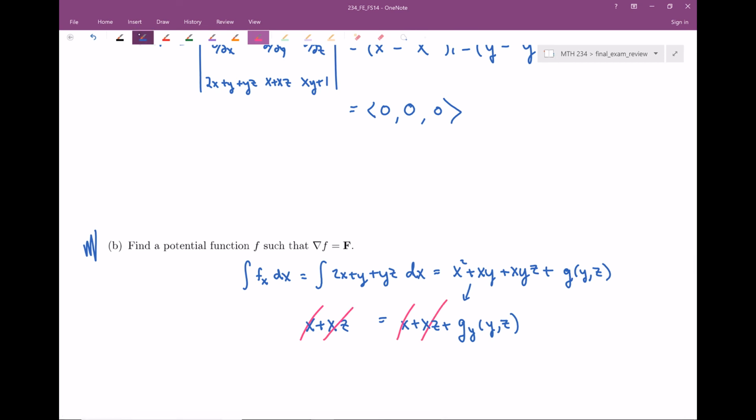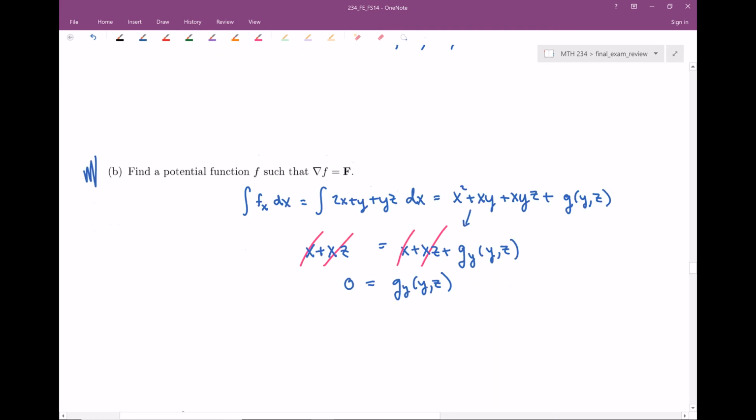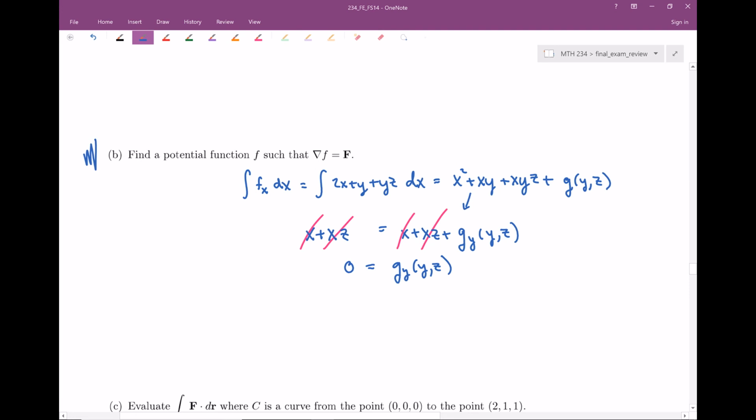So you can see actually there's some cancellation here, and we're left with 0 is equal to the partial derivative of g with respect to y. And so if the partial derivative with respect to y is 0, that means there can't be any y's, right? All the y's are gone. So actually this is a function in terms of just z's. So I can go ahead and write that this function only has z's in it. Otherwise, the partial derivative with respect to y wouldn't give 0.